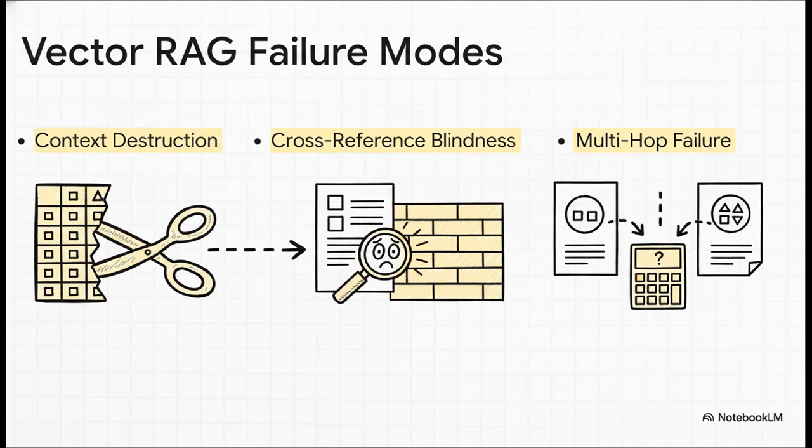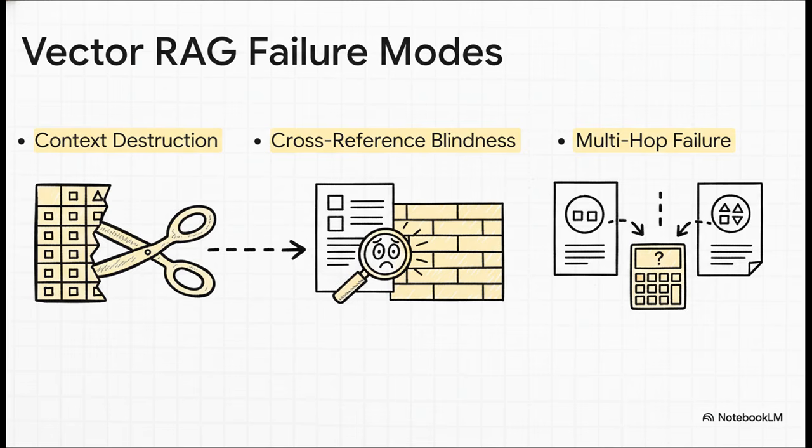So what does this failure actually look like in the real world? Well, it comes in three main flavors. First, there's context destruction. Imagine a complex table in a financial report. You split it into tiny sentences, and suddenly the numbers are meaningless. They're just floating.